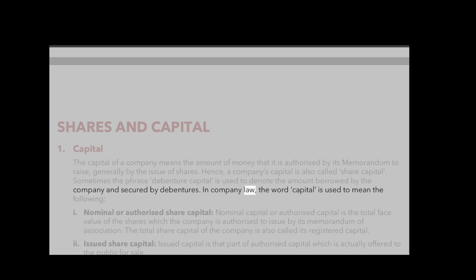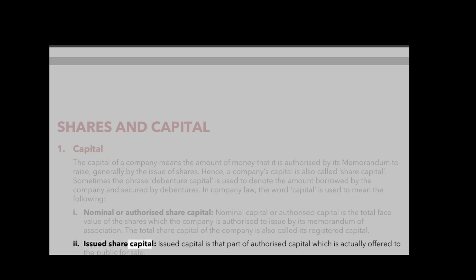In company law, the word capital is used to mean the following. 1. Nominal or authorized share capital. Nominal capital or authorized capital is the total face value of the shares which the company is authorized to issue by its memorandum of association. The total share capital of the company is also called its registered capital.